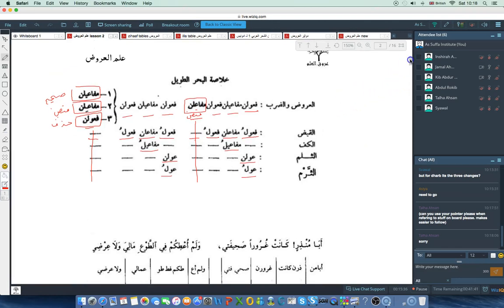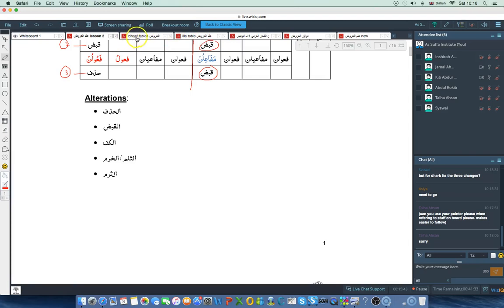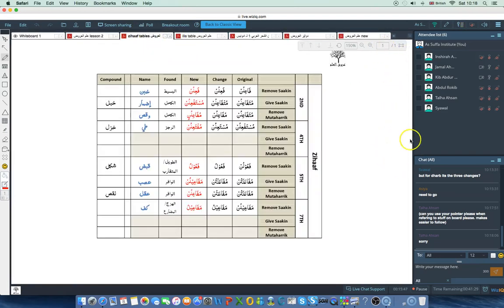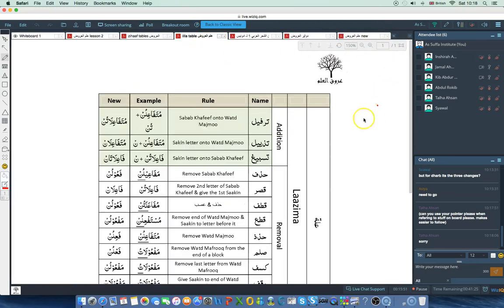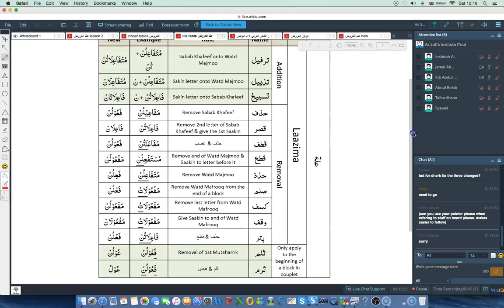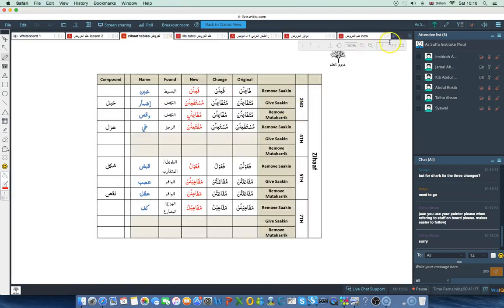So anyway, these are all the possibilities now you need to know. So now we're going to look at how these work, right? So what I've done is I made for you a table. There are 2 tables I've made. One is known as the Illa table. One is known as the Zihaf table. It's 2 tables. Illa and Zihaf.